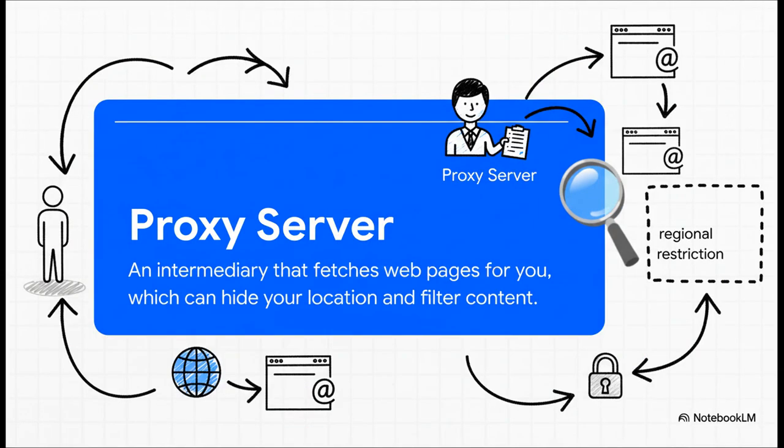And then you've got the proxy server. This one acts like a middleman. You send your request to the proxy, and then the proxy goes out and forwards that request to the internet for you. So, why would you do this? Because the website you're visiting only ever sees the proxy's identity, not yours. It's really useful for masking your location or getting around regional content filters.